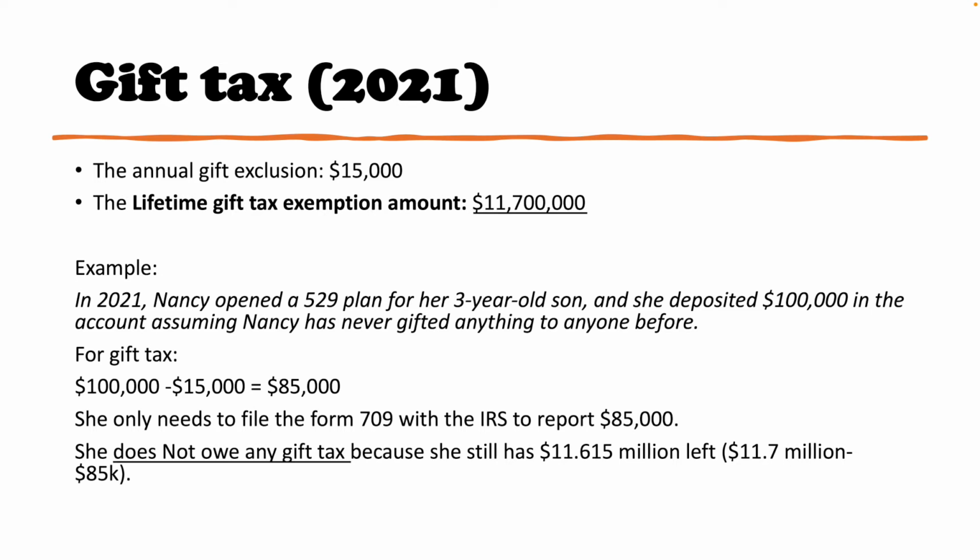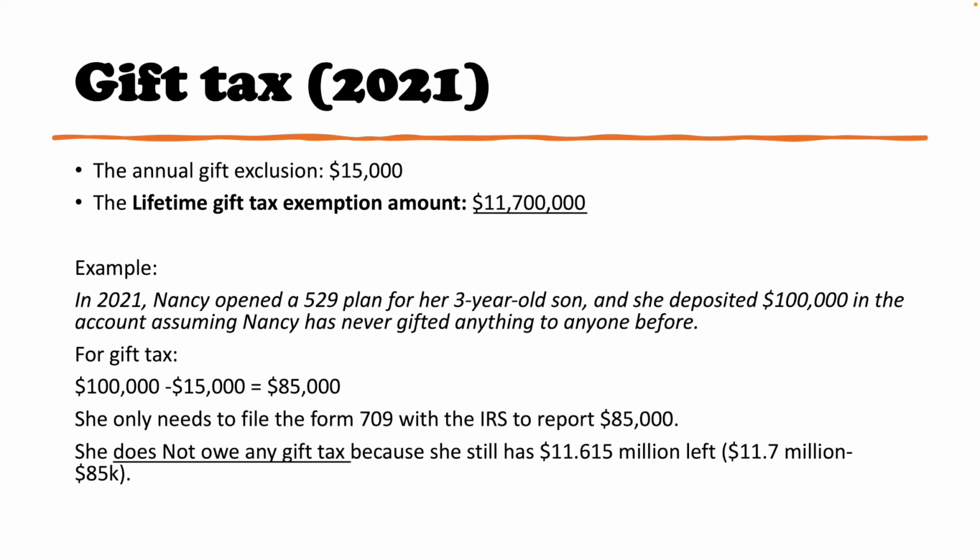So basically, she does not owe any gift tax. She just needs to file the form to tell the IRS that, hey, this $85,000 is going to be counted towards my 11.7 million lifetime exemption. So you can see she still has 11.615 million, because 11.7 million minus $85,000 is 11.615 million. So basically, when you make a contribution of more than $15,000 to the 529 plan, it's okay. You do not owe any taxes. You just have to file the 709 form to report to the IRS that you made a gift of more than $15,000.